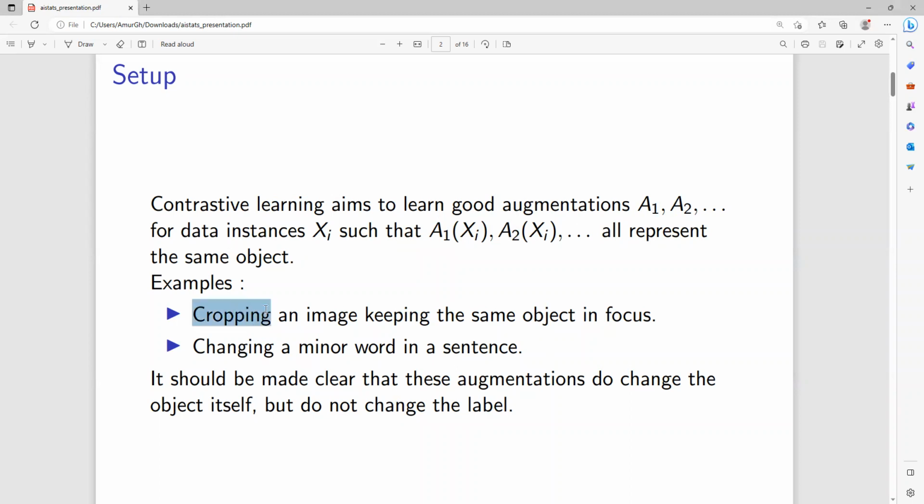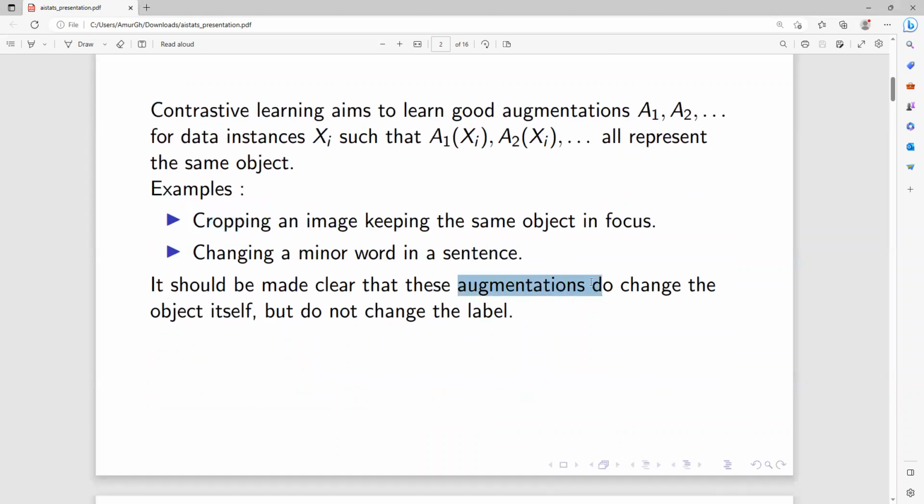For example, if you have an image and you crop it and you keep the same object in focus, then the label of the image probably didn't change because you kept the same object in focus, which is probably the label. Or if you have a sentence and you change a minor word, then important semantics about the sentence probably didn't change, right? So the augmentations are kind of changing the object itself, but not the label it usually has.